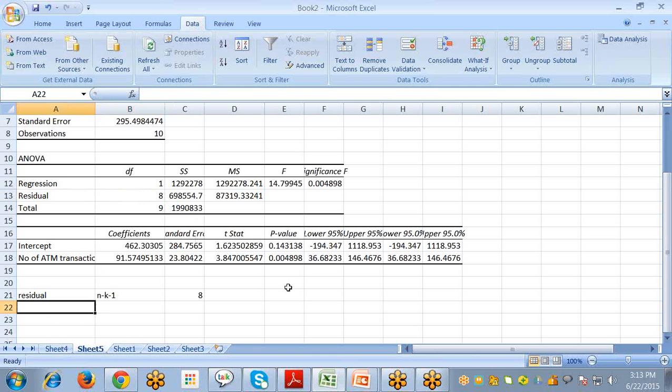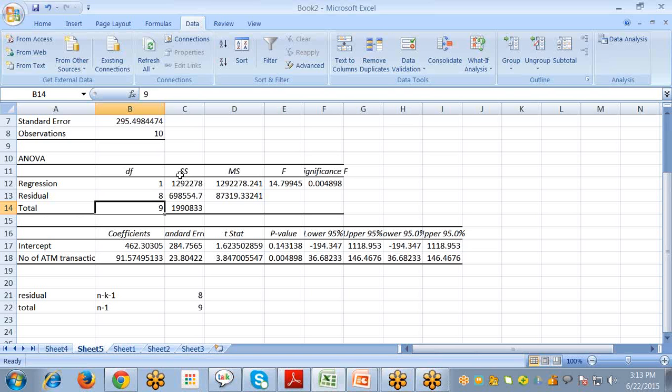And now total is just the number of terms, or number of observations, minus 1. That means the number of observations I have is 10, minus 1, and that is the total. So this is your degree of freedom for all of these values: regression, residual, and total.